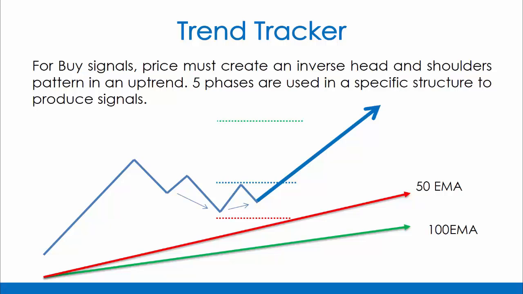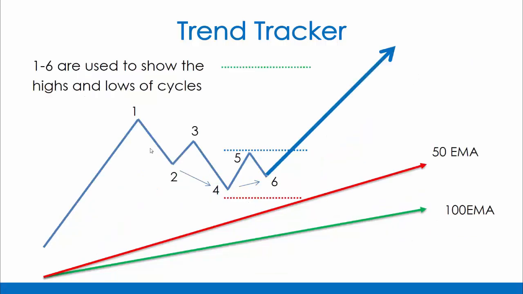Now, we can see what happens here with this inverted head and shoulders: we have this first shoulder, then we have the head, and then we have the second shoulder. And this is the point where Smart Charts finds the signal, and we need to have this pattern in place. Now, more specifically here, I've got the different numbers, 1, 2, 3, 4, 5, and 6, as the high and low points that have been used to create this structure.